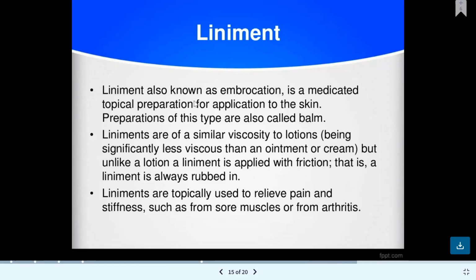Okay. Then the next one is liniments. So what are liniments? Also known as embrocation, it is a medicated topical preparation for application to the skin. Preparations of this type are also called balm. So liniment is also called balm. Liniments have a viscosity similar to lotions, being significantly less viscous than ointments or creams. Unlike lotions, liniments are applied with friction, that is, a liniment is always rubbed in. So you can rub it on the skin. Liniments are typically used to relieve pain and stiffness, such as from sore muscles or arthritis. Okay, so that is liniments.